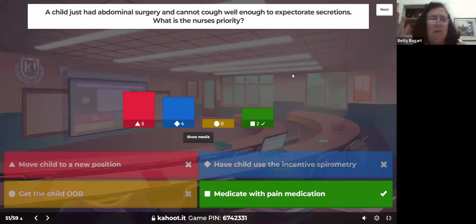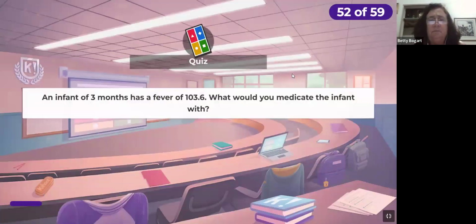So we know what treatment they need: they need to expectorate that stuff, but they're not going to do it unless you medicate them for pain and they're comfortable. Then you can have them do incentive spirometry. They can get out of bed, reposition, ambulate, all that stuff. Medicate first. Remember to medicate first.